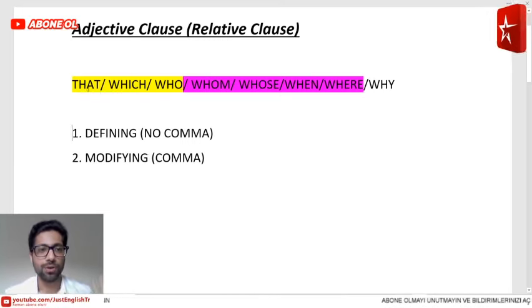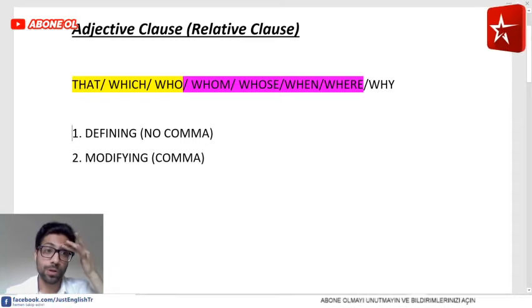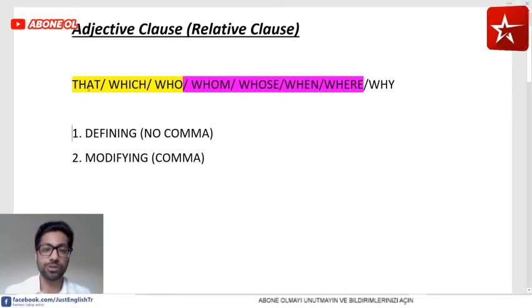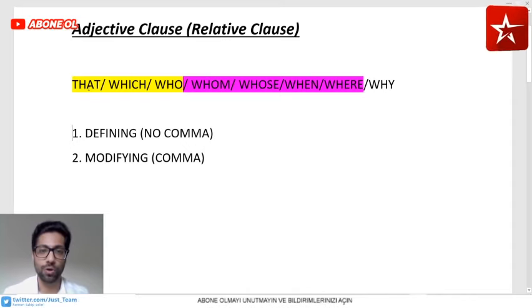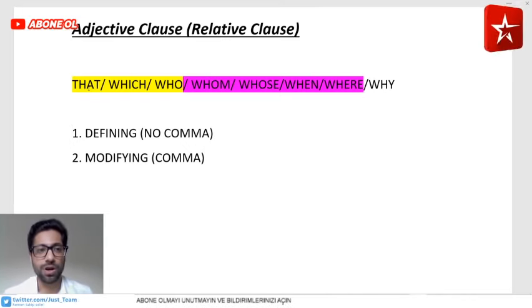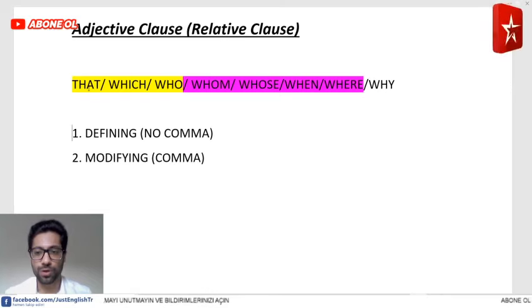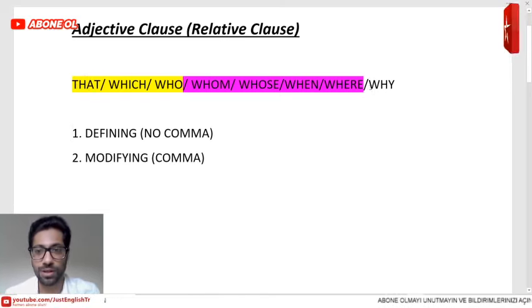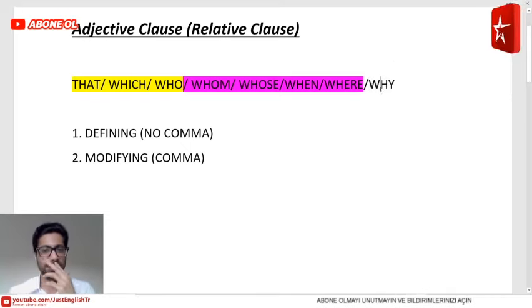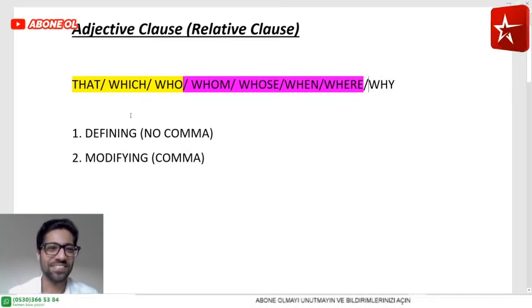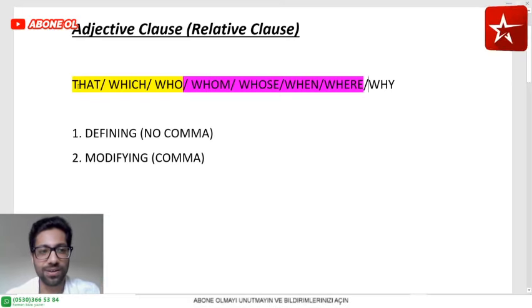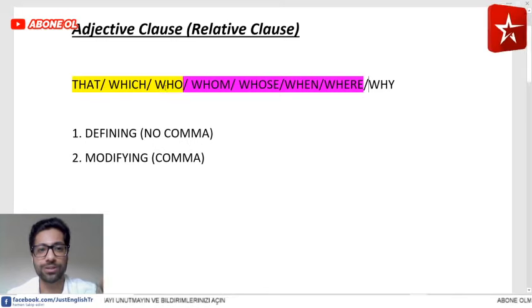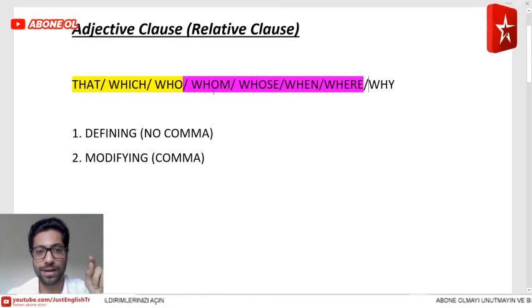Now we have those pronouns. Generally the adjective clause sentence starts with adjective pronouns. So those pronouns are, as I highlighted them for you here. Why is one not highlighted? Because we will talk about it later. So you've got that, which, who, whom, whose.